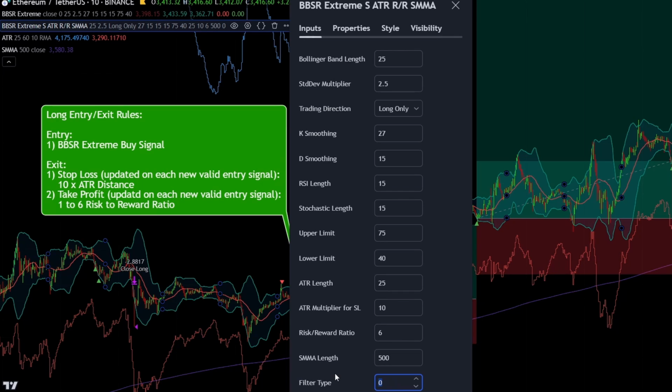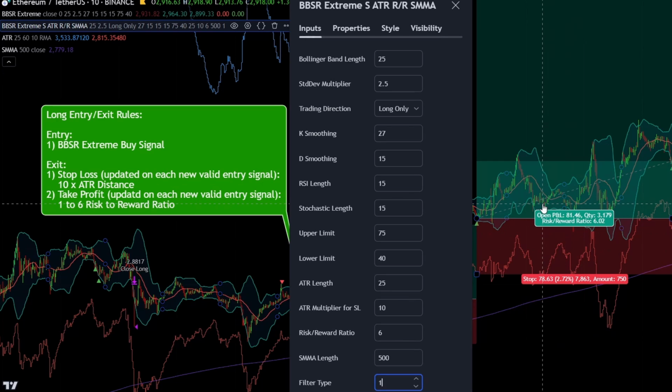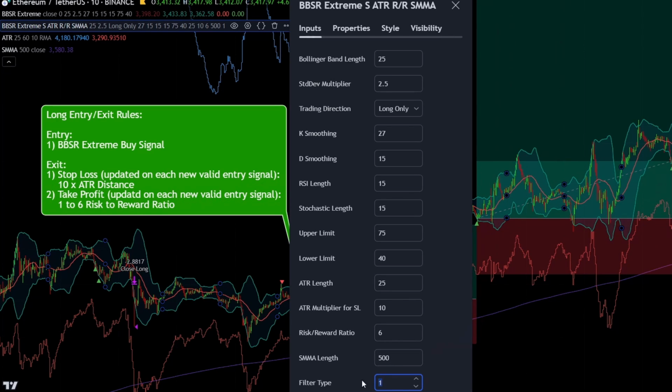If you want to use it in a trend following way, meaning long entries are only allowed above the moving average and short trades are only allowed below the moving average, you have to set this value to 1. But if you want to use it in a mean reverting way, which is exactly the opposite, so long entries are only allowed below the moving average and short entries are only allowed above the moving average, you have to set this filter type to 2. But as I'm not using it for this optimization, let's set it to 0.